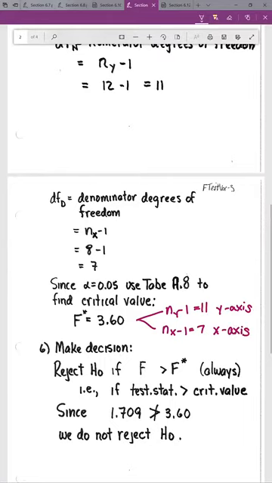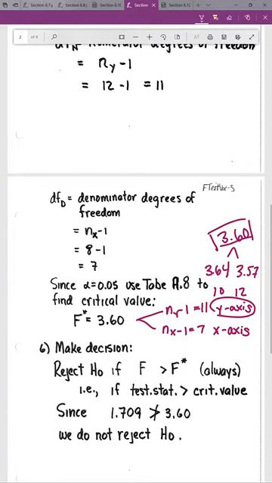If you're looking at the table using alpha equal to 0.05, you'll see that they only have degrees of freedom on the y-axis for 10 and 12. 10 is given to be 3.64, and for 12 it's 3.57. And so we need to find the middle ground, which is 3.60. Now that we've done that, we can make our decision.